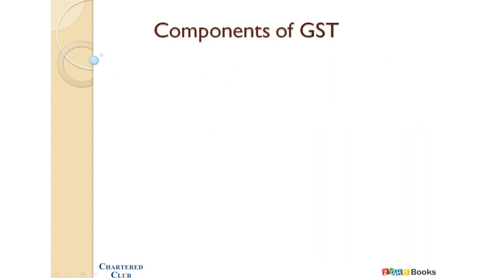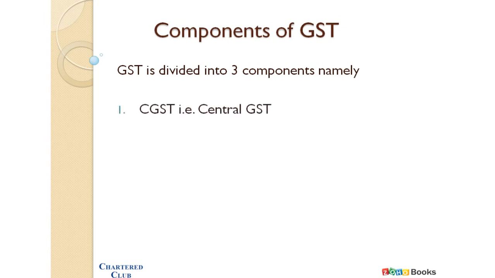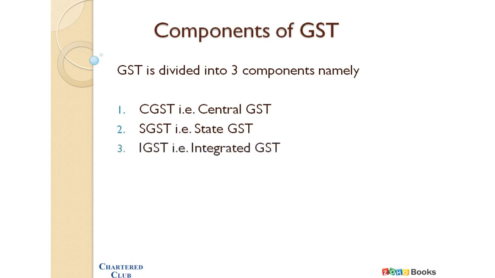Now, the components of GST. This is a very important thing. The GST is divided into three components, namely the CGST, that is the central GST, the SGST, that is the state GST, and IGST, that is integrated GST. So there are three parts of GST: CGST, SGST and IGST. Which GST would be levied in which case, we would be now discussing.